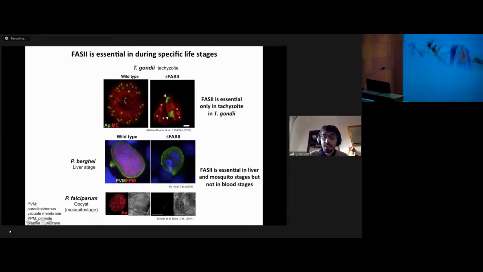The initial characterization of the FASII pathway and its knockout showed that the pathway is essential for parasite survival, especially during a very active division cycle, such as during the acute phase of toxoplasmosis during the tachyzoite life stage. As you can see here, when you knock out the FASII, the parasites collapse and there's no normal division, as well as during the liver stage of the parasite, where it blocks parasite biogenesis, and also during schizogony in the mosquito at the sporozoite schizogony level. And it seemed that the FASII was not essential during blood stage, but I'll get back onto this.